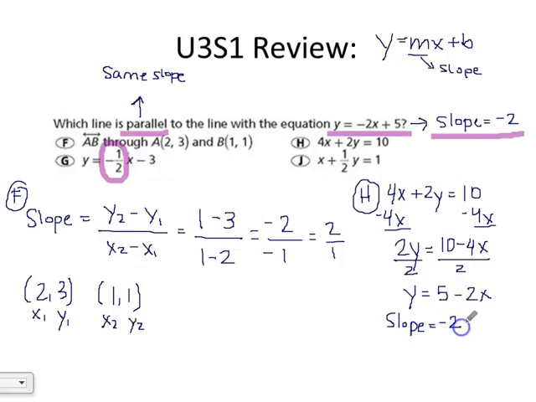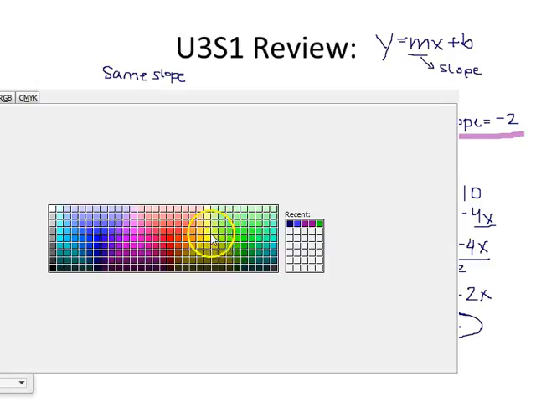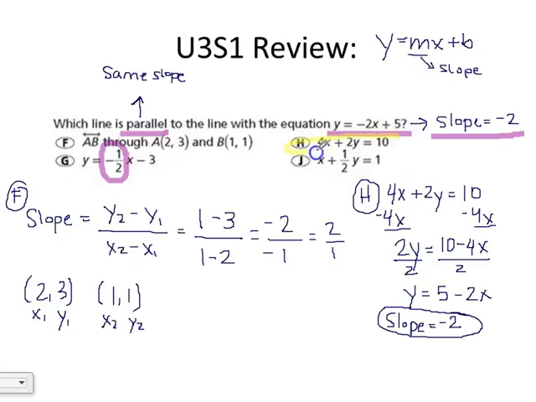Slope would be negative 2. So that matches. So we do know that this line would be parallel. So let's go ahead and highlight that. That one would work. This one would work.